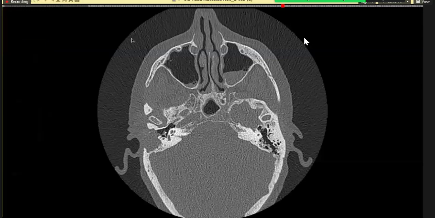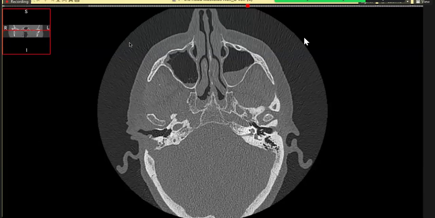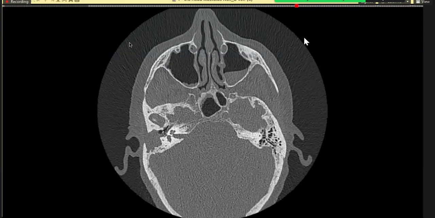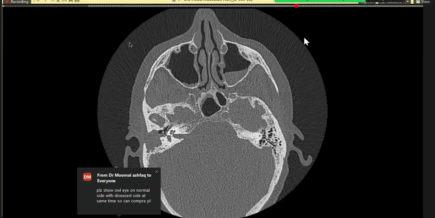Let me give you the history of this patient. This patient is 71 years old, with right-sided mastoid surgery 6 years ago. Initially they asked for a CT scan and they want us to rule out a recurrent cholesteatoma. Just concentrate on the right side. Okay.